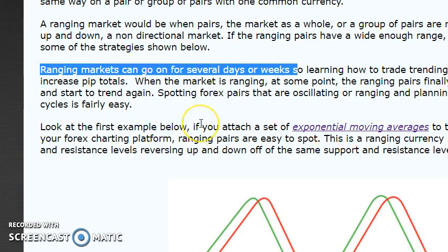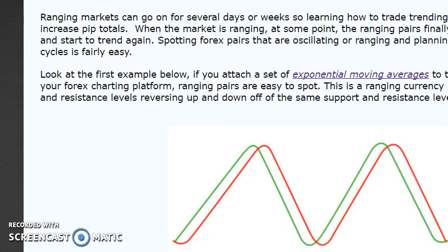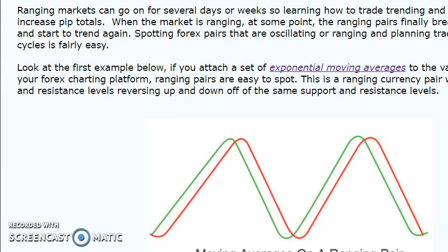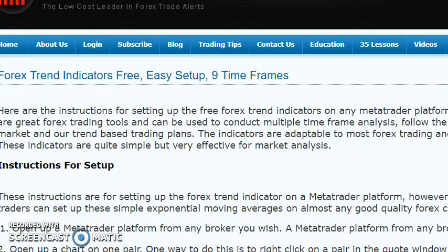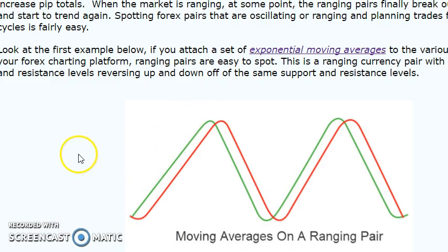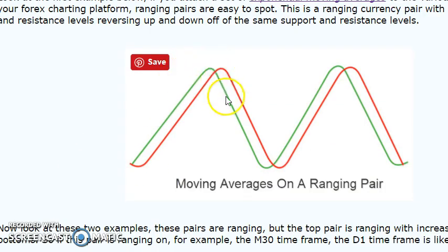So in this basic example, this is a sketch of some exponential moving averages, which, if you click on this link right here, you'll come to this page. It'll show you how to set up these trend indicators, that are basically just moving averages, for 28 pairs and 9 time frames. So you have some basic exponential moving averages attached to a price chart, and this is what a ranging pair looks like. It cycles up and down between support and resistance, and you want to look for oscillations or ranges on the major time frames, H4 time frame and larger.